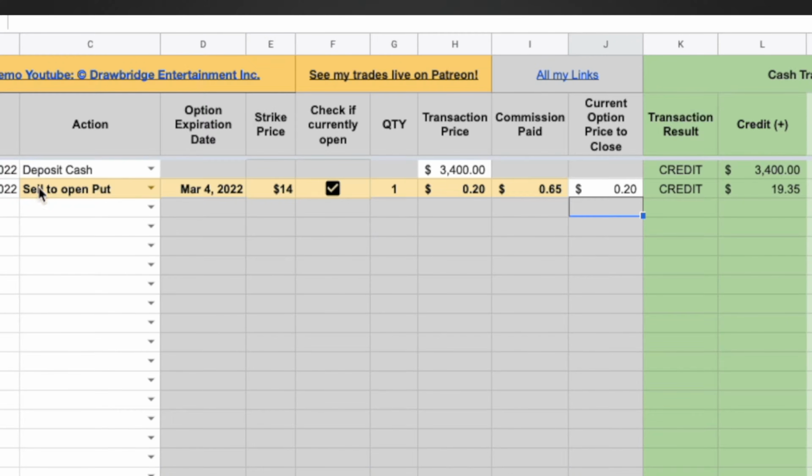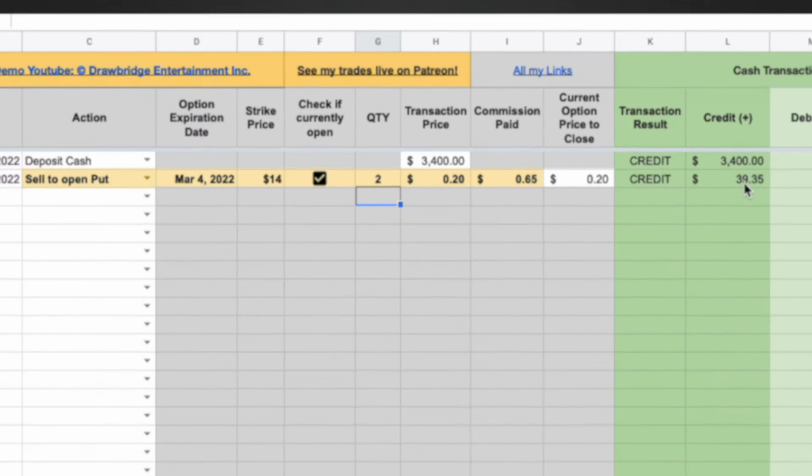Because I've entered this sell to open put, it automatically knows that this is going to be a credit. This is a transactional credit, and the total credit is $19. The way the spreadsheet calculates this is by taking the 20 cents, multiplying it by the number of contracts, and subtracting the commission paid. This is the total commission paid. This is the number of contracts. If I did 2 contracts, then obviously it's 20 times 2, which would be $40 minus the 65-cent commission. That's where we get $39.35.